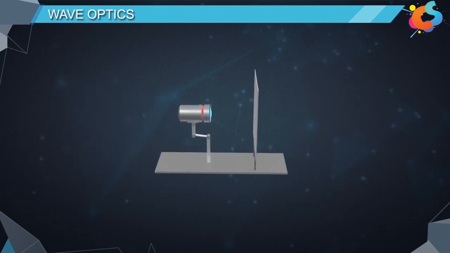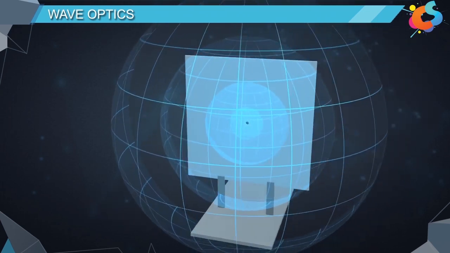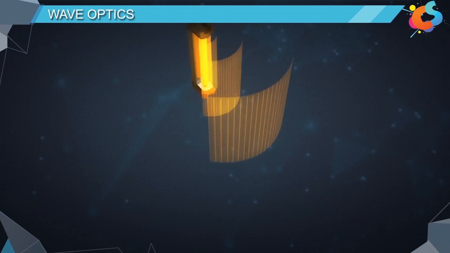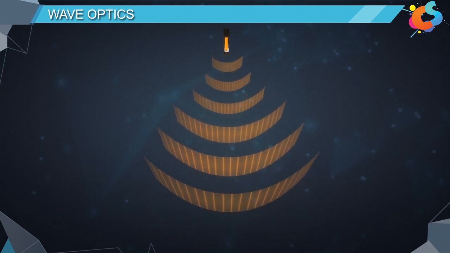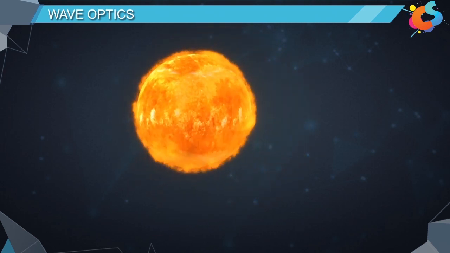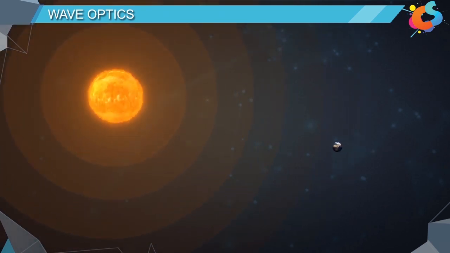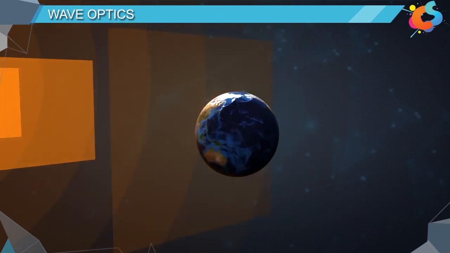A point source generates spherical waves in 3 dimensions. Similarly, a line source like a fluorescent tube and linear slits will generate wavefronts that are cylindrical in shape. A plane wavefront can be produced by any source located at a far distance. The best example is the plane waves which arrive from the sun. At large distances, a small portion of a spherical wavefront appears to be a plane wavefront.